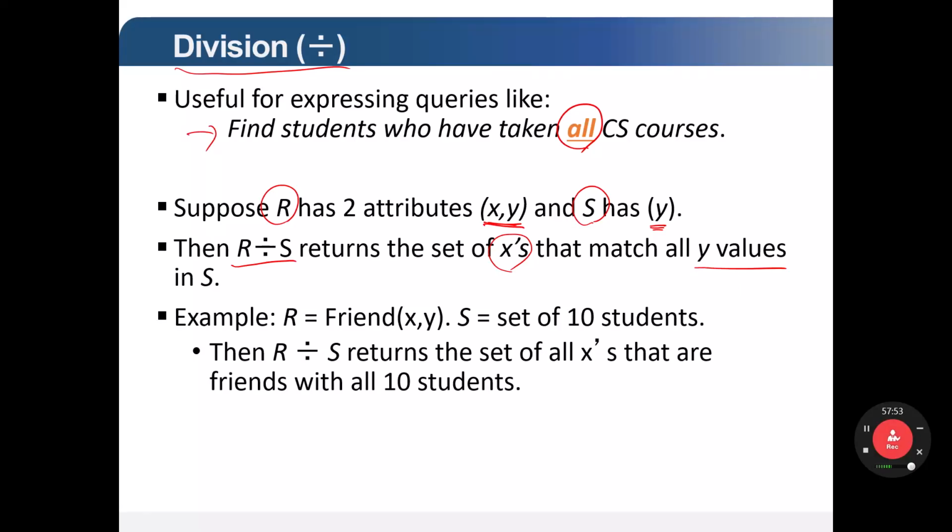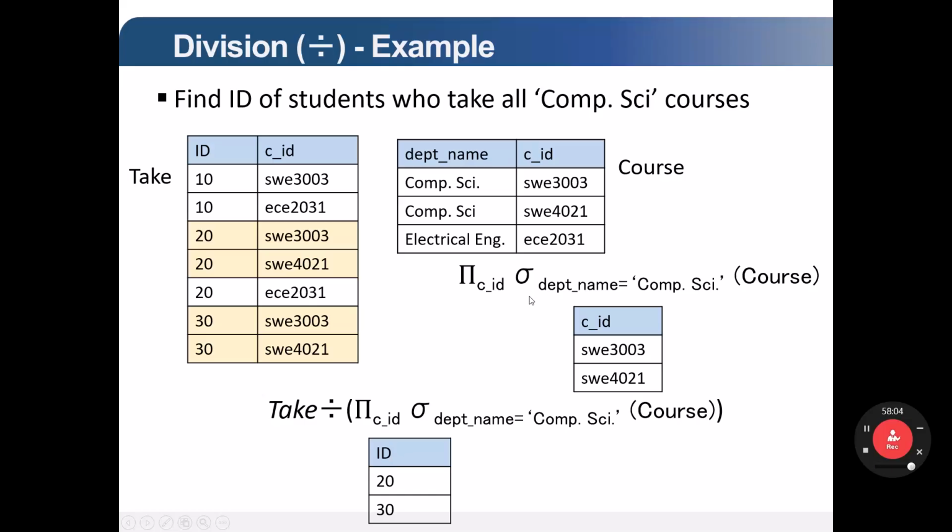I don't think most of you get it, it's difficult. But if you look at an example, I guess you are going to get some intuition better. So let's look at this example. We have a takes table. This takes table has who took which courses.